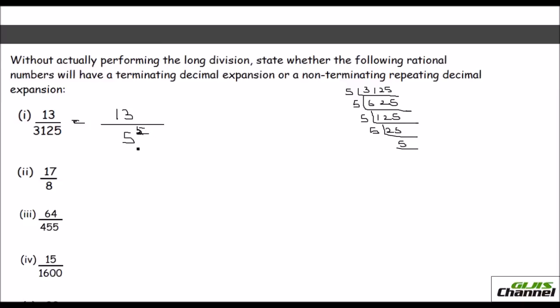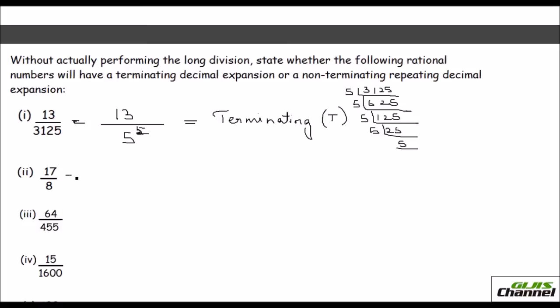So in the denominator you should have only 2 or 5, or you can have both. In that case only you say it is terminating. So this one is terminating. Okay, so I would write T for terminating, and non-terminating I write NT. So this is terminating.